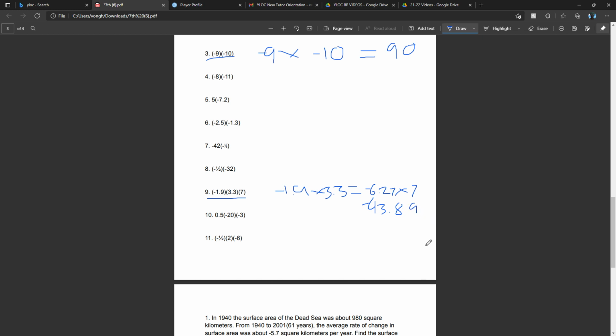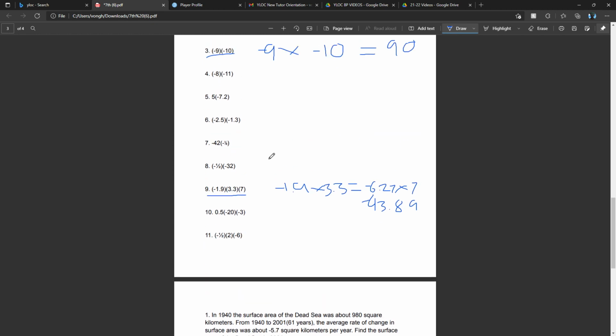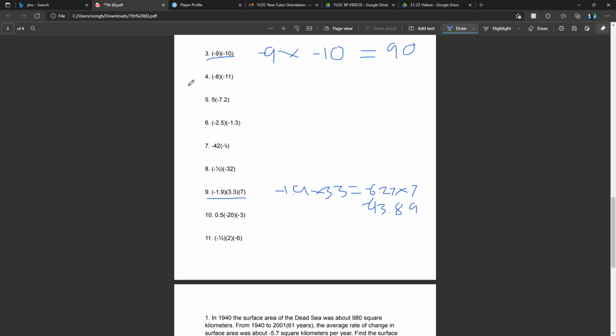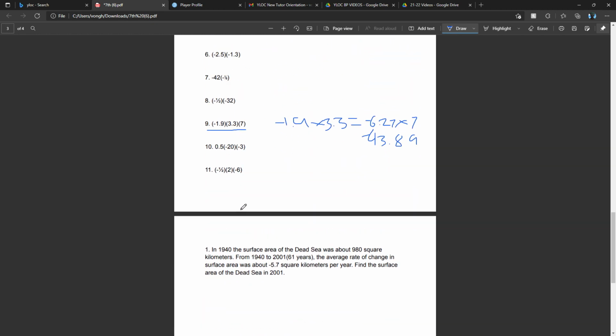So yeah, all you have to do is take any two numbers, like you can even do -1.9 times 7, then multiply it by 3.3, and you'll still get the same answer. It doesn't matter which order you do it, since it's multiplication. But just take two numbers, multiply them with each other, take the product, and multiply by the third number. You should be able to do the rest on your own for practice.